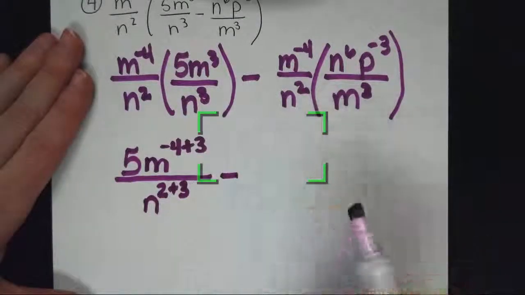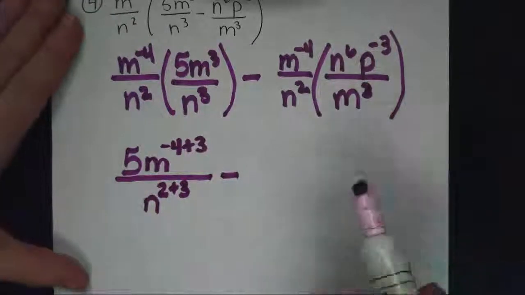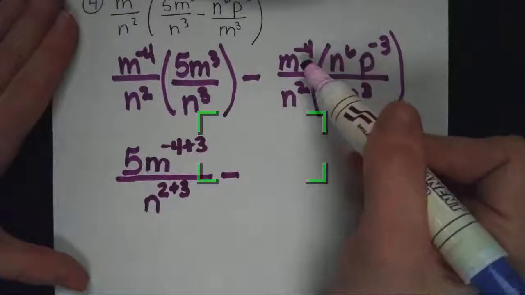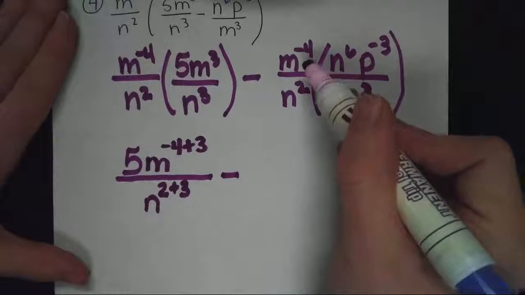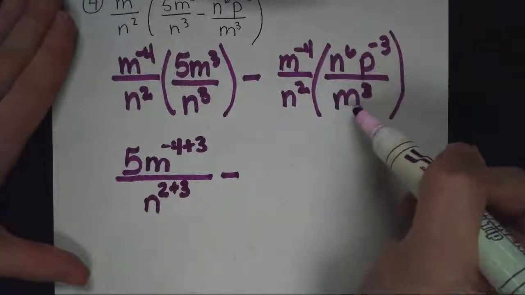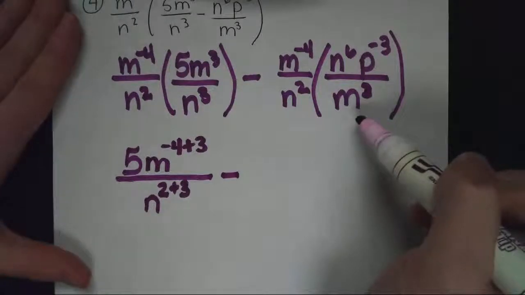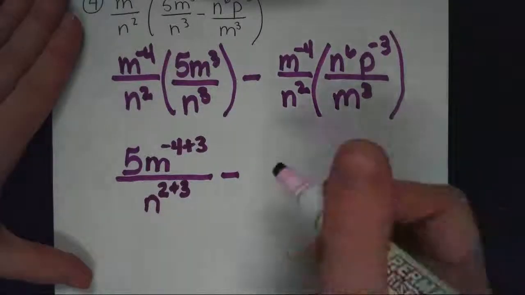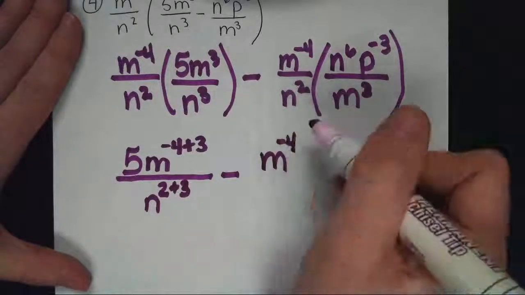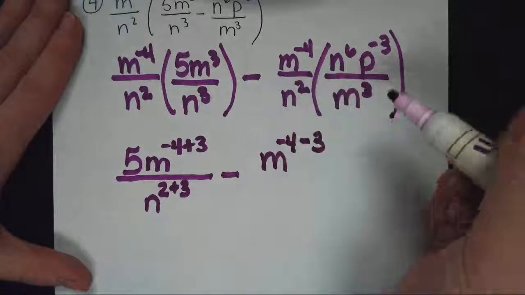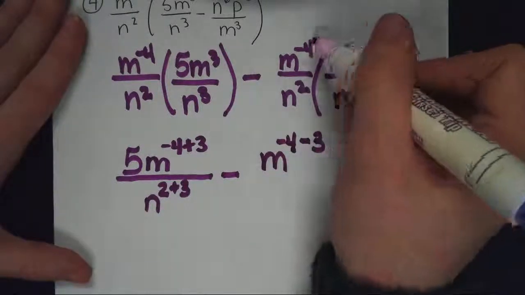Now for my next term, I don't have any coefficients here, so I don't have to write those first. I've got m to the negative 4th that I can combine with m to the 3rd in the denominator. Now, since one is on top and one is on bottom, I have to subtract their exponents. And when I subtract the exponents, the variable moves to the top, or to the numerator. So I have m to the negative 4 minus 3, because the 3 is on the bottom, so I have to subtract it. Okay, so that takes care of my m's.